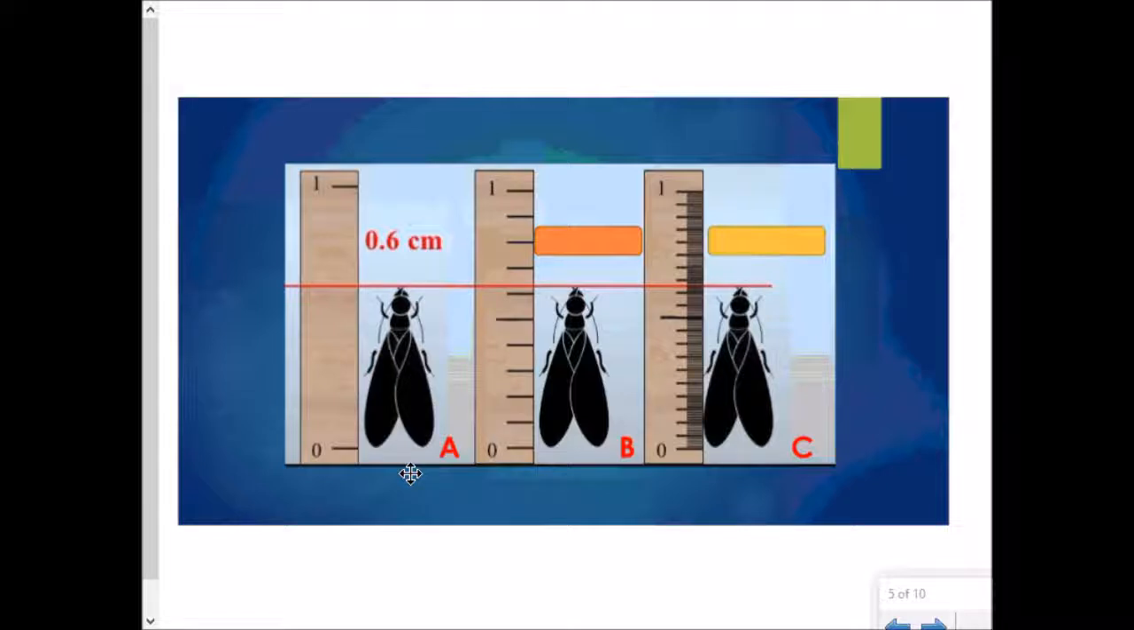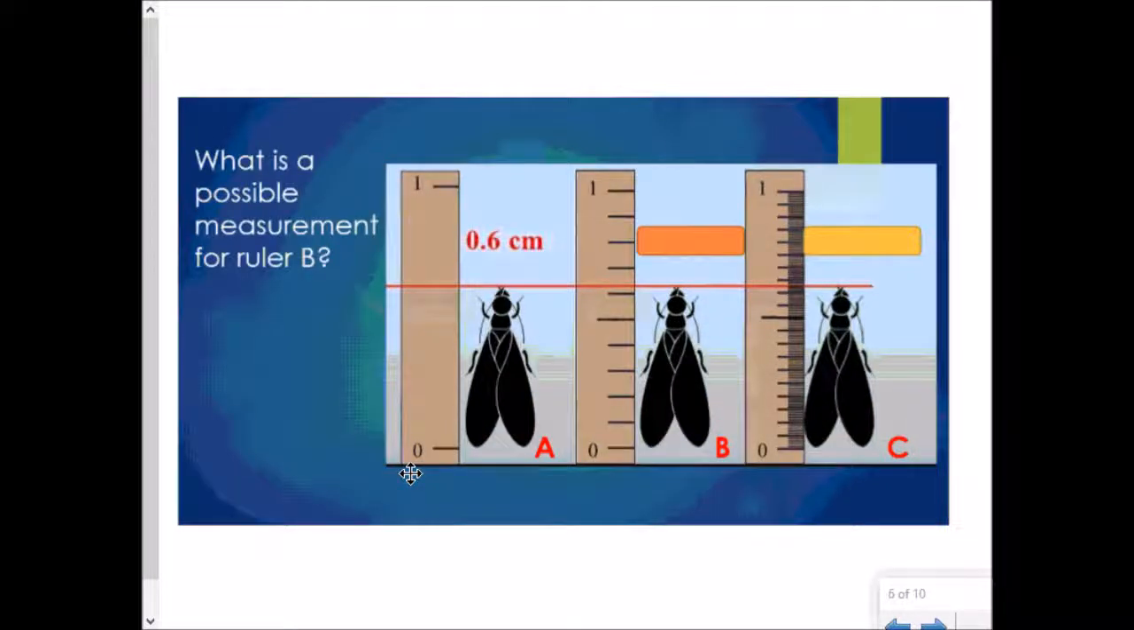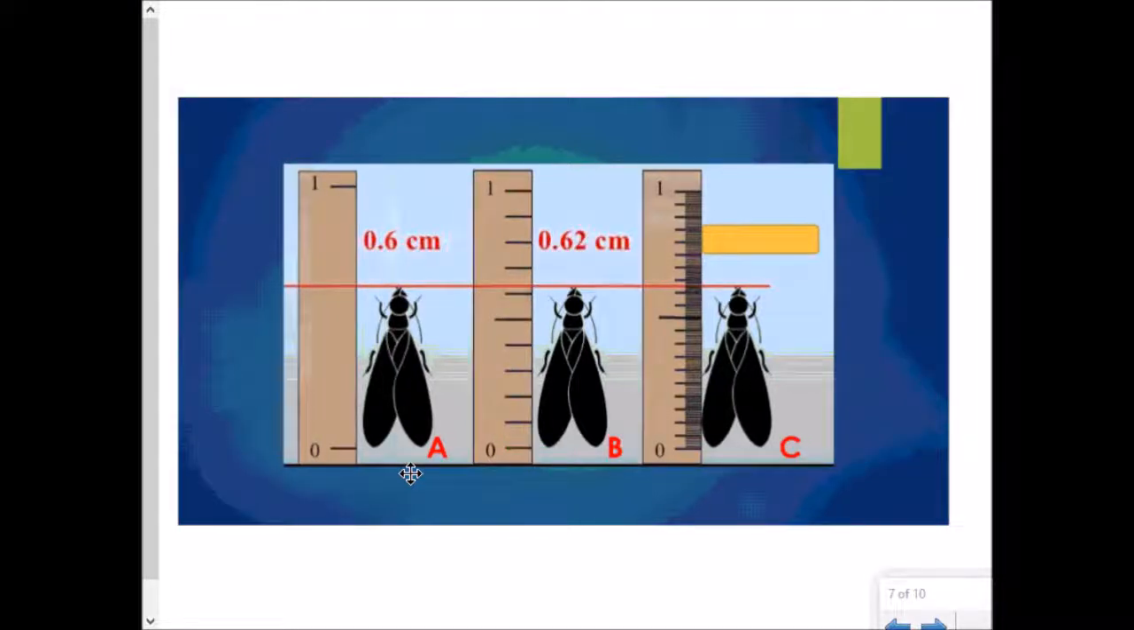However, we're looking at ruler B here. Now, this is 0 and this is 1. What is every value in between going to be? So this is 0.1, 0.2, 0.3, and so forth, right? So this one is 0.3, this is 0.4, 0.5, 0.6. So what would we estimate this one to be now? 0.61. That sounds good. Or 0.62. Either one would be a good estimate there. They went with 0.62.